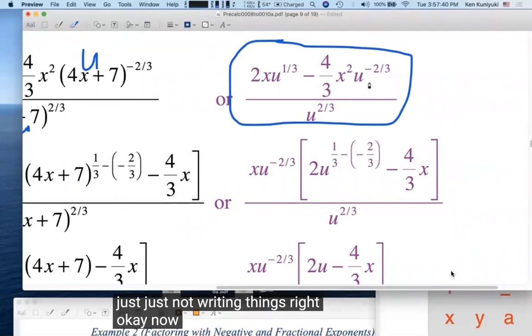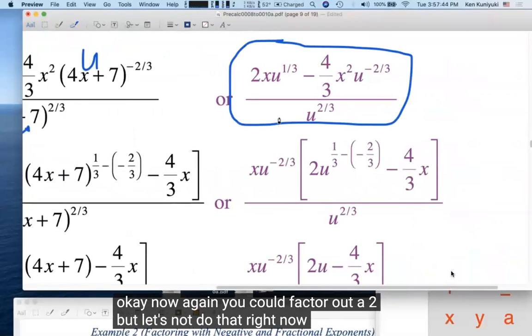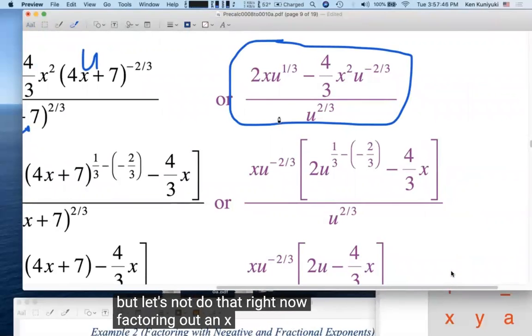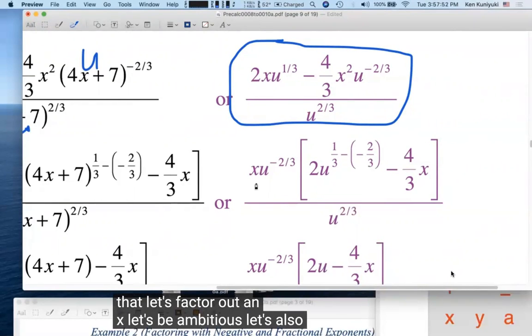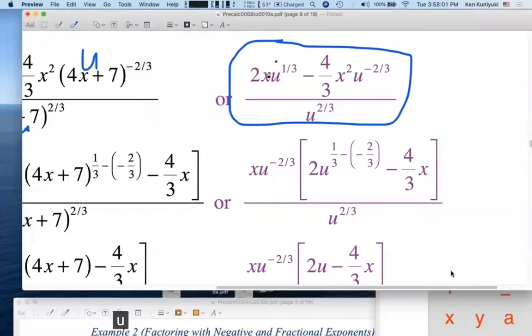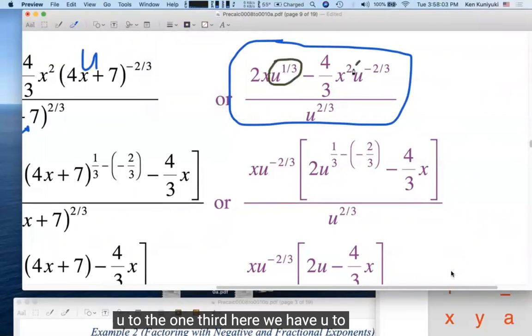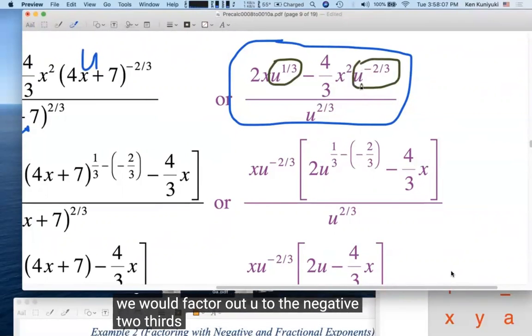Now, again, you could factor out a 2, but let's not do that right now. Factoring out an x, we may or may not have to do that. Let's go ahead and do that. Let's factor out an x. Let's be ambitious. Let's also factor out the appropriate power of u. Again, we have u to the 1/3 here. We have u to the negative 2/3 here. We would factor out u to the negative 2/3.